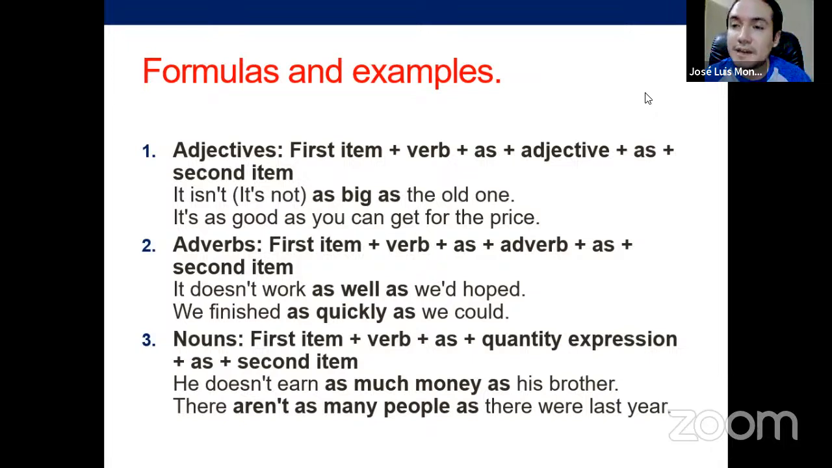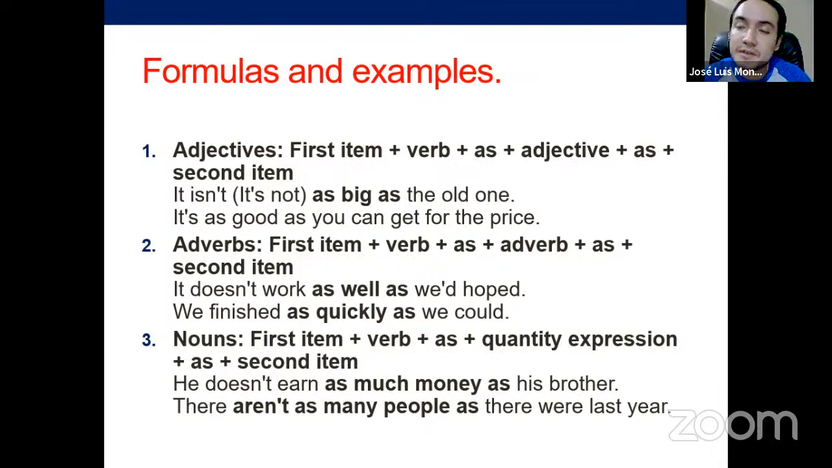Easy, right? If it's an adjective, of course you need what? You need a noun or a pronoun to describe, and that's easy. You don't need anything else. The noun or pronoun plus the verb to be, plus in this case, the adjective, right in between as... as.